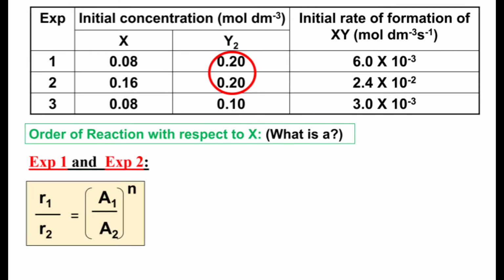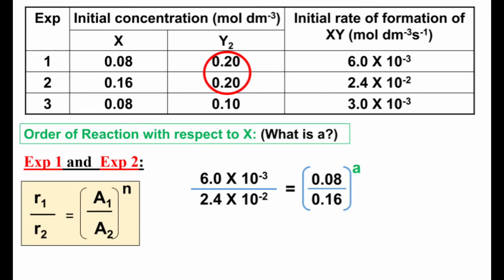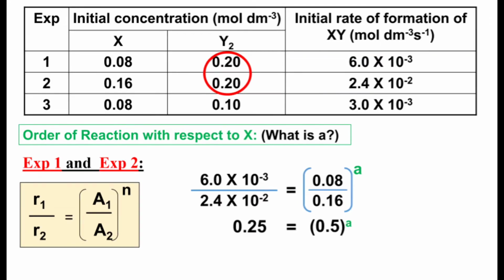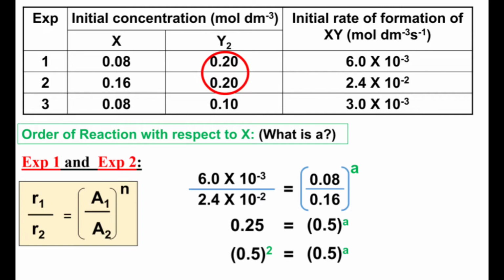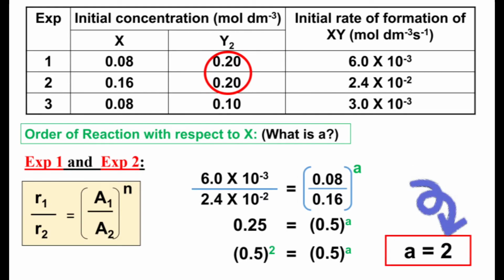Next, substitute the values of the initial concentrations of X and the initial rates into the following equation. Then, simplify the equation into this form. Finally, we get the value of a is equal to 2. Or we can say that the order of reaction with respect to X is second order.